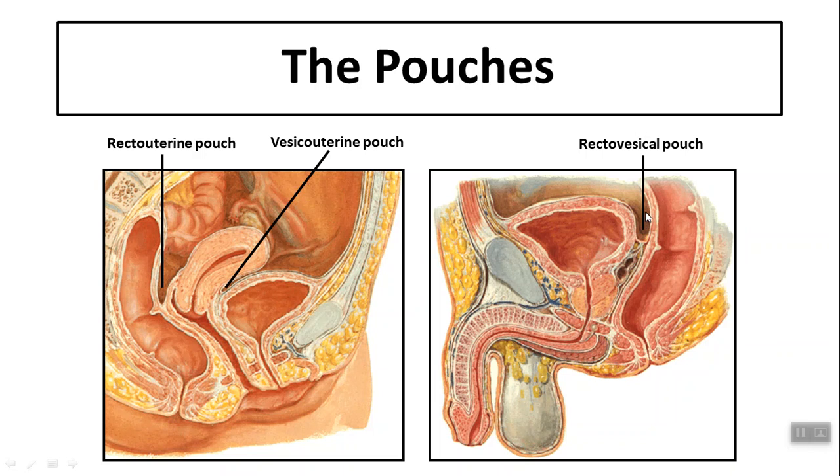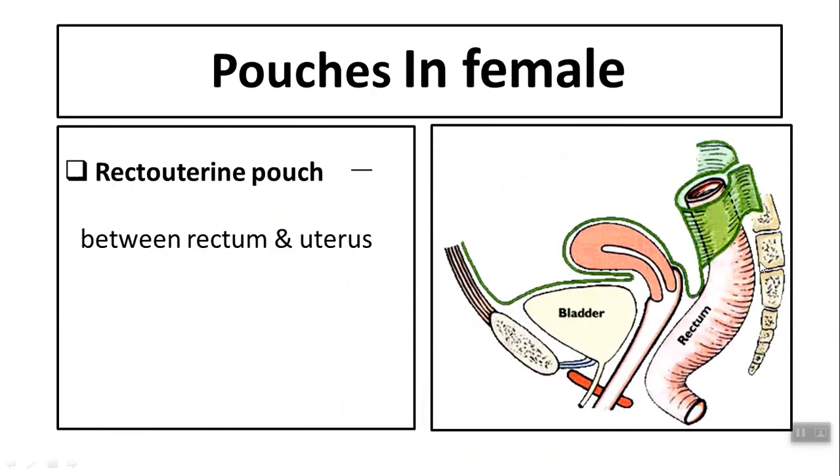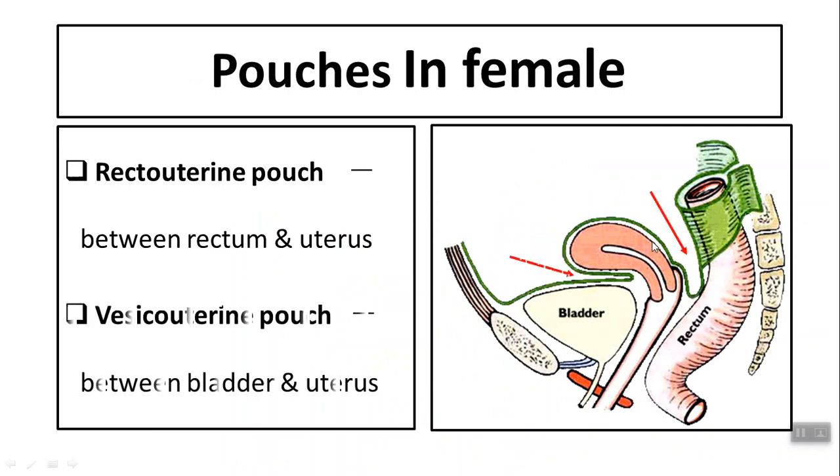In male we have just one pouch, called the rectovesical pouch, between the rectum and the urinary bladder. While in female we have the rectouterine pouch between the rectum and uterus, and the vesicouterine pouch that lies in between the urinary bladder and the uterus.